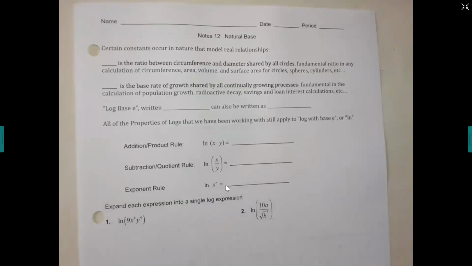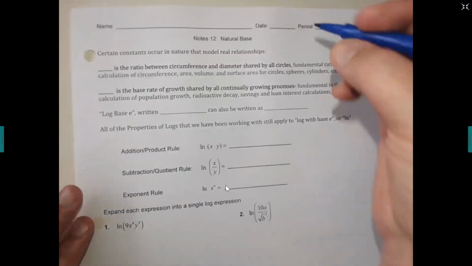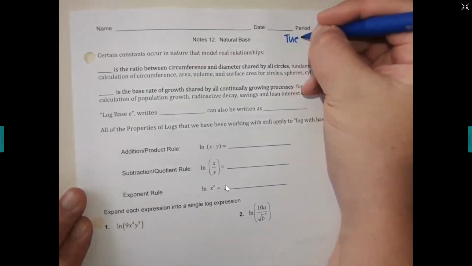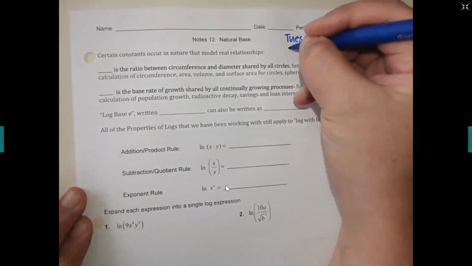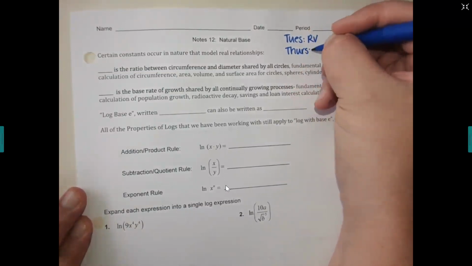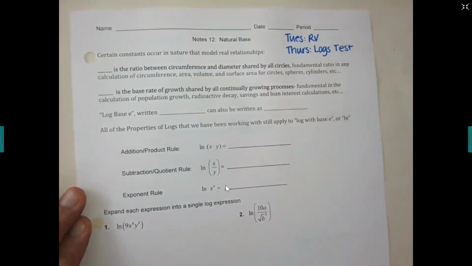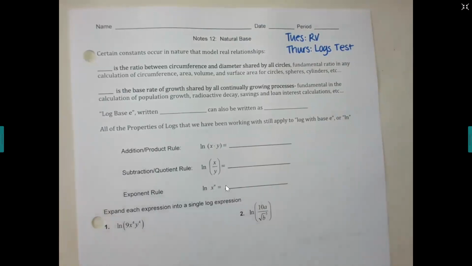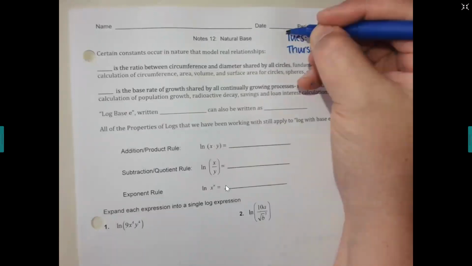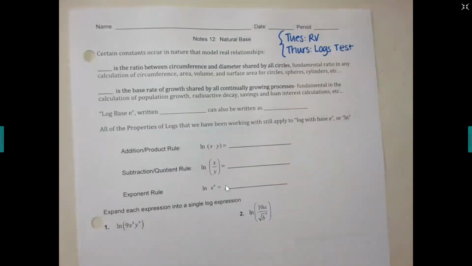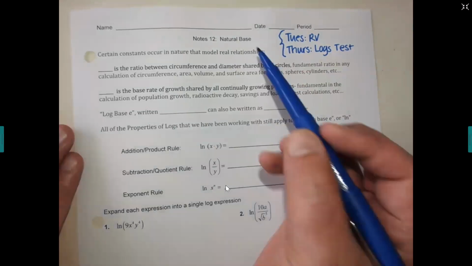Okay, we ready? So today we're gonna finish up our unit on logs. Then next week on Tuesday, you guys are gonna review. And then on Thursday, you're gonna take your test on logs. After your logs test, you go to Thanksgiving break with no homework. So this is for next week. Today's our last day on logs. Specifically, we're gonna talk about the natural base.